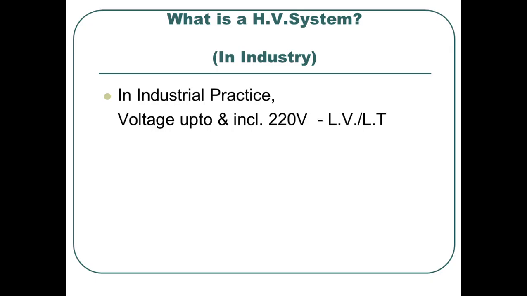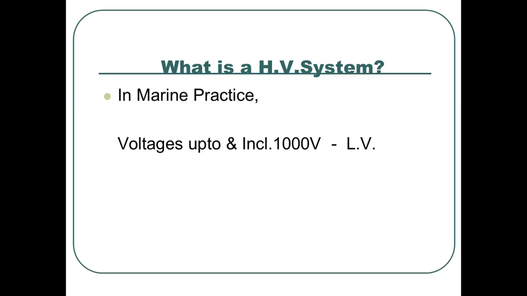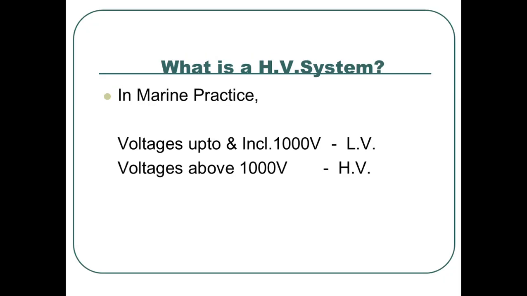In industrial practices, that is the category of high voltage. I will not read, it's just self-explanatory. The figures: low voltage, medium voltage, high voltage. What is a high voltage system in marine application? What we are more focused on? Voltages up to and including 1000 volts are low voltage, and above 1000 volts is high voltage in marine application.